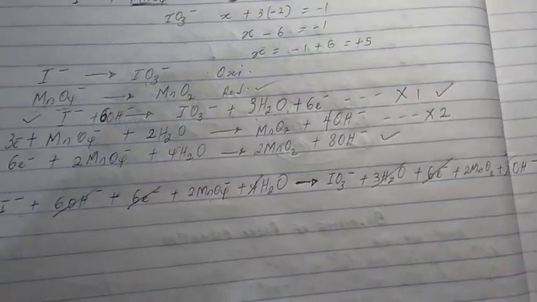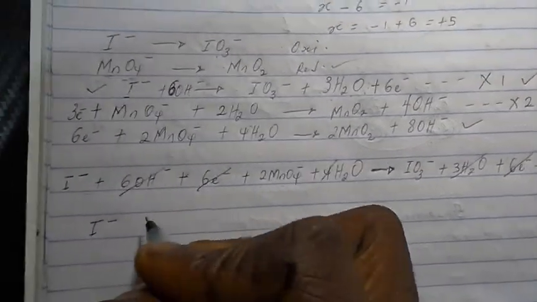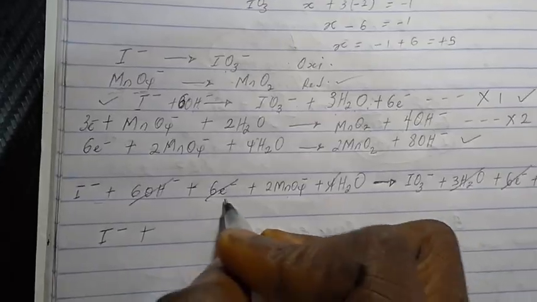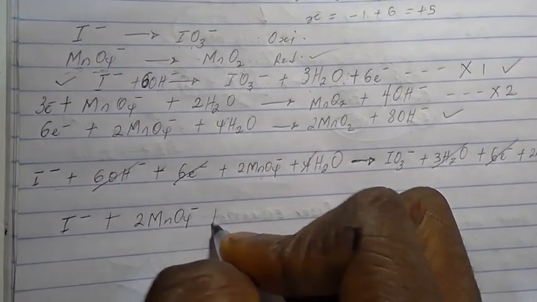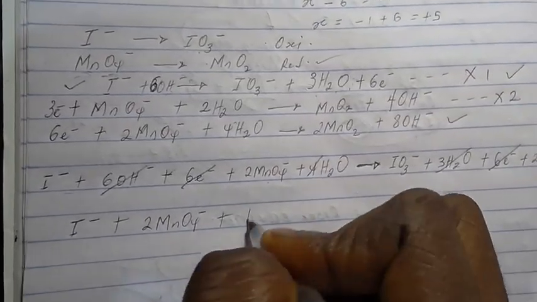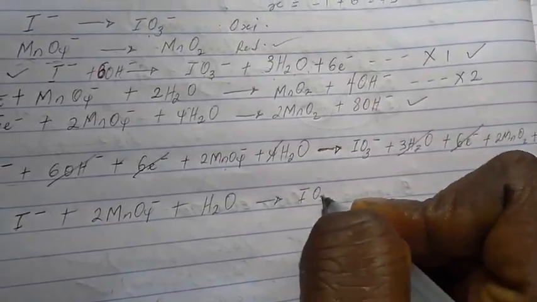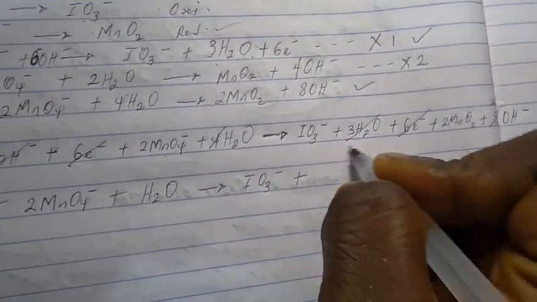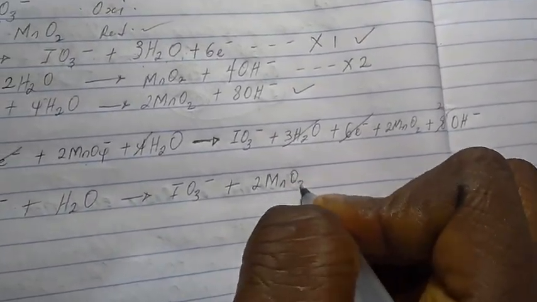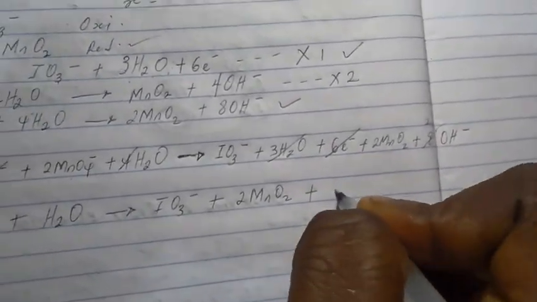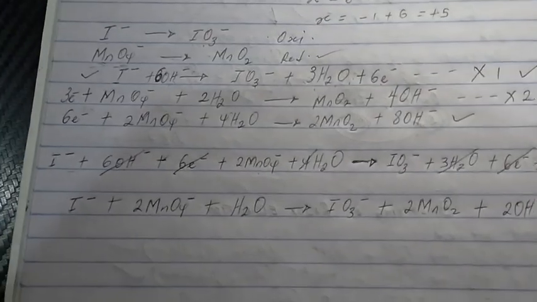So let's write the remaining parts out. At the end of the day, I'm going to have I minus plus, I've cancelled out this, then plus 2 MnO4 minus plus, I cancelled out 3 water here, so I only have 1 water left. Then to give IO3 minus plus, I've cancelled out the water, I've cancelled out the electron, plus 2 MnO2 plus, I have 2 of this left, so 2OH minus. So this is the final overall equation.